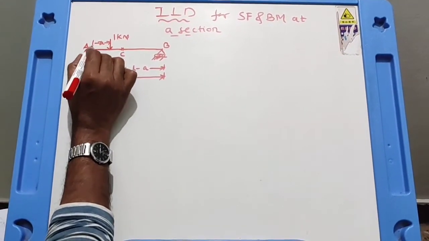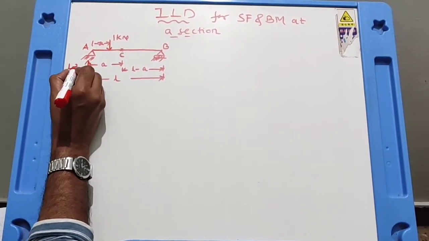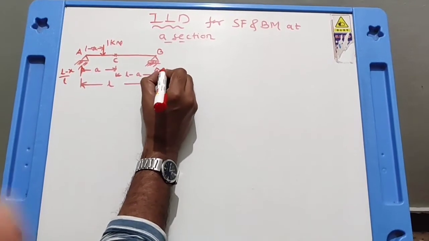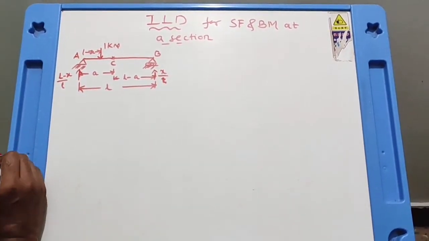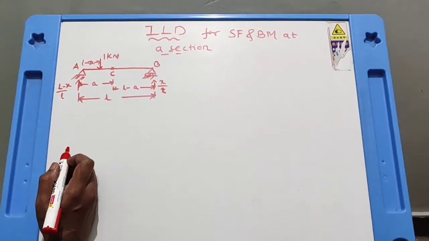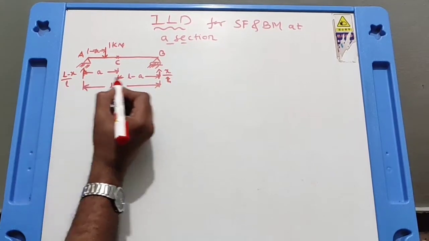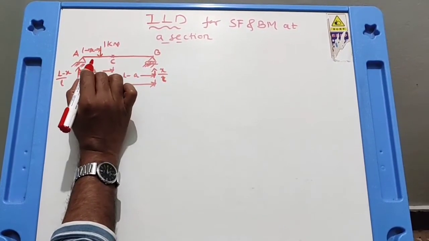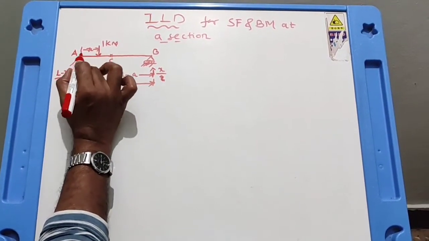So, what is the reaction at A? We have already seen that when a unit load is at a distance x from A, the reaction at A is (L minus x) upon L, and the reaction at B is x by L. So, the reactions at A and B are (L minus x) upon L and x upon L respectively. Now, we will find out the shear force at C and bending moment at C when the unit load is between A and C.